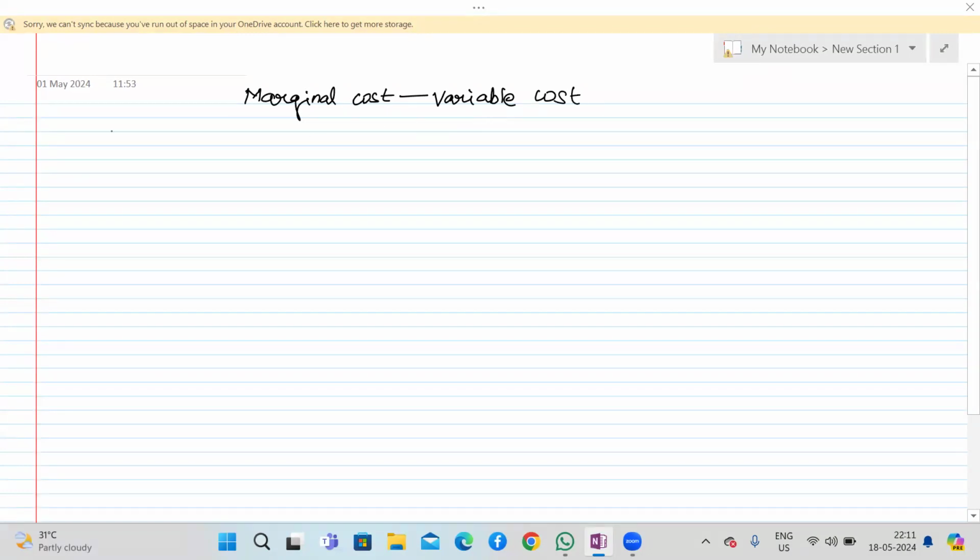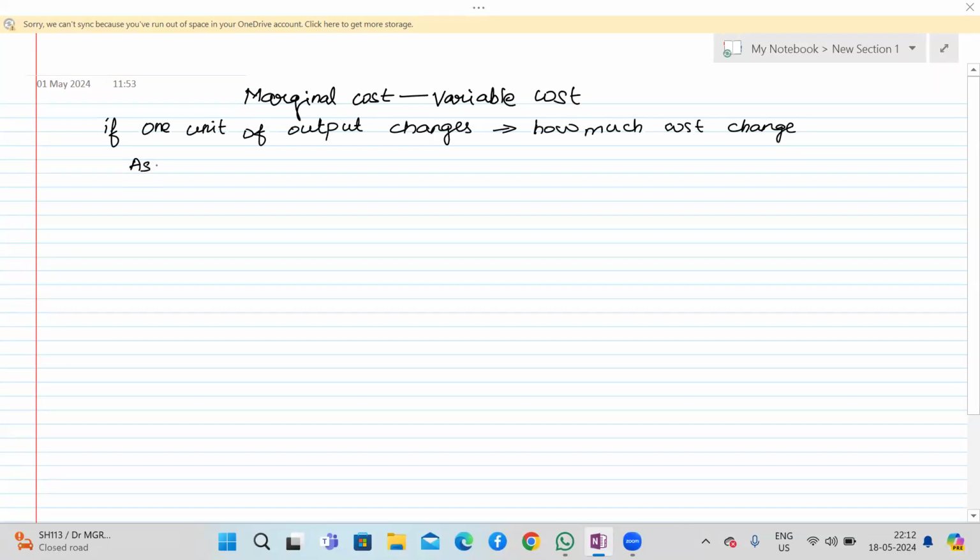That is, if 1 unit of output changes, how much is the cost changing? That is called the variable cost. So, how much cost is changing, ascertaining this is a technique called marginal costing.